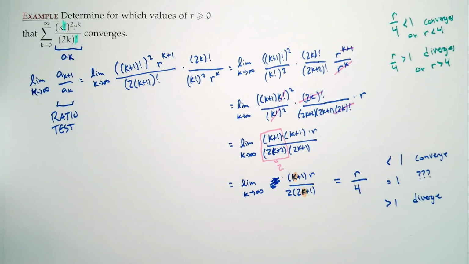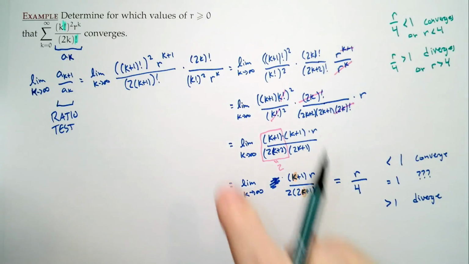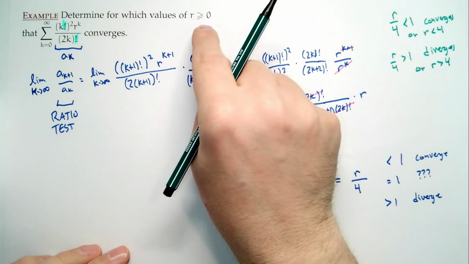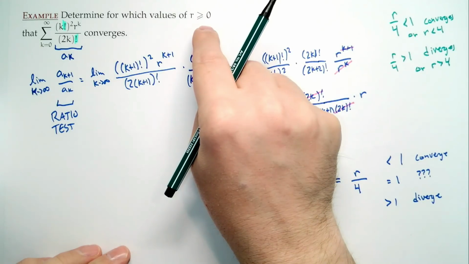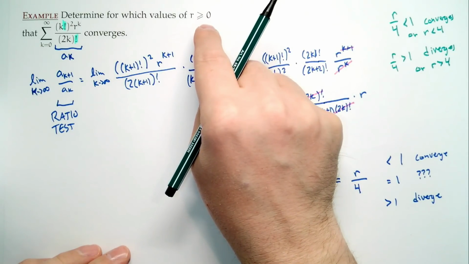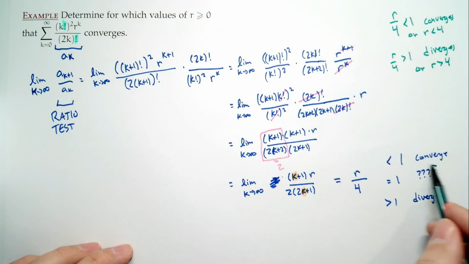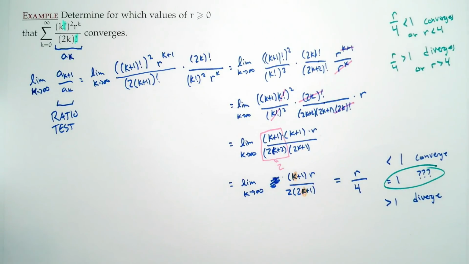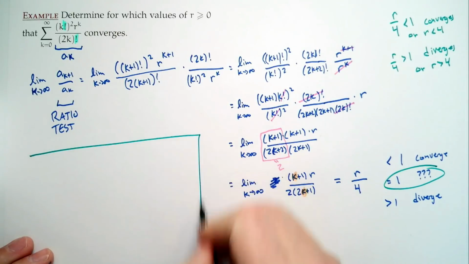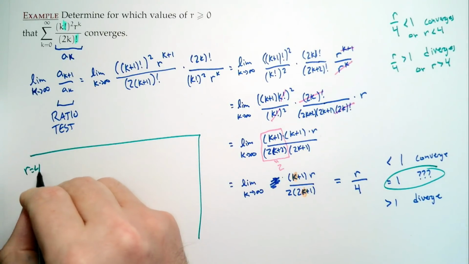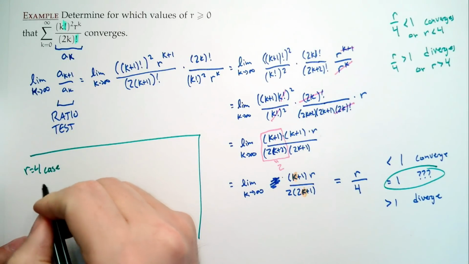Almost everything. In fact, what don't we know? We know that it's going to converge, starting at 0 up to 4, but not including 4. And then from 4, but not including 4 on, it's going to diverge. So the last question is, what about equals 1? Okay, we got to get into that. So let's think about that case. Okay, so let's focus on the r equals 4 case for just a second.